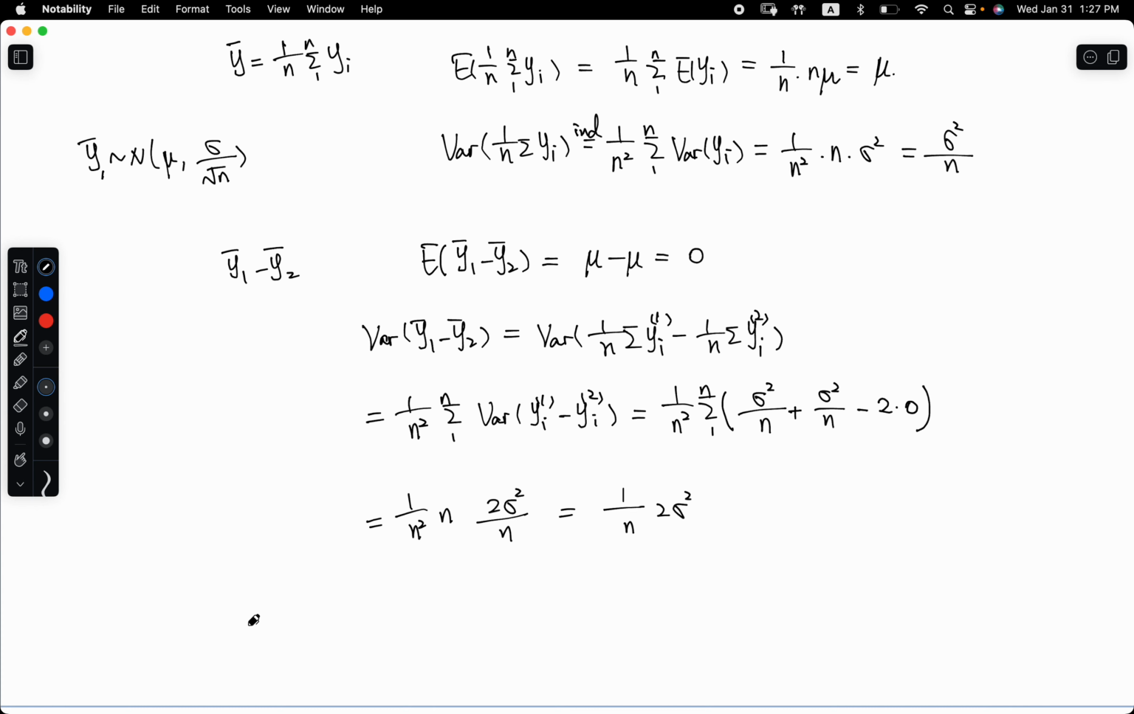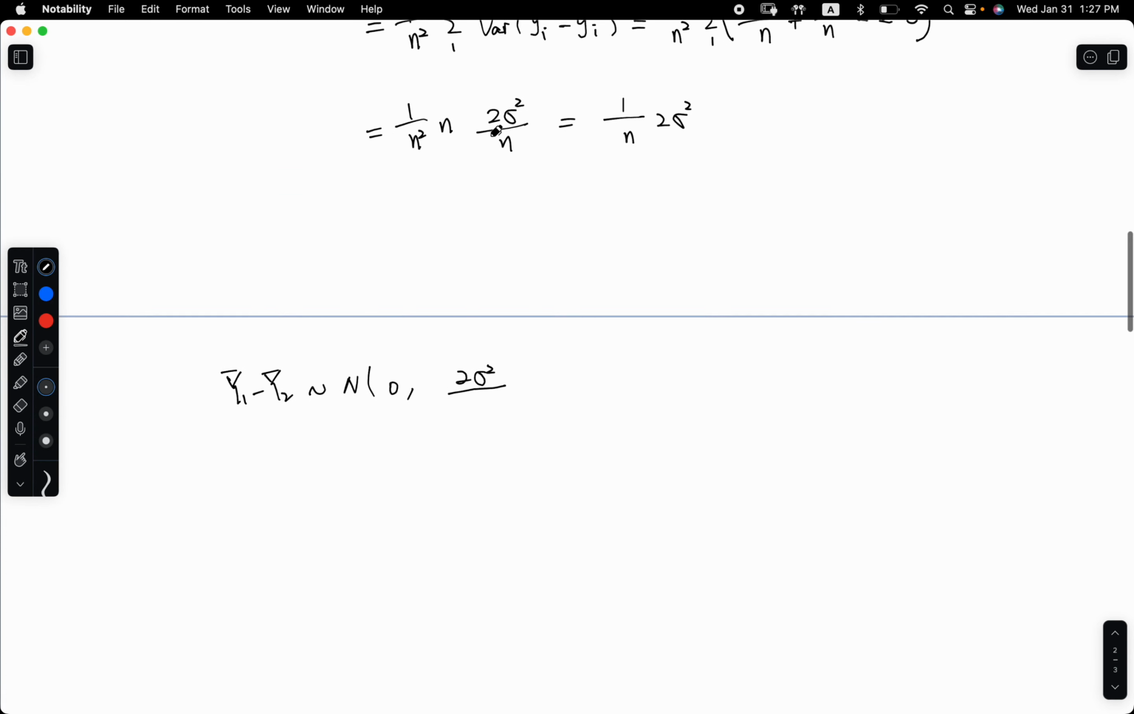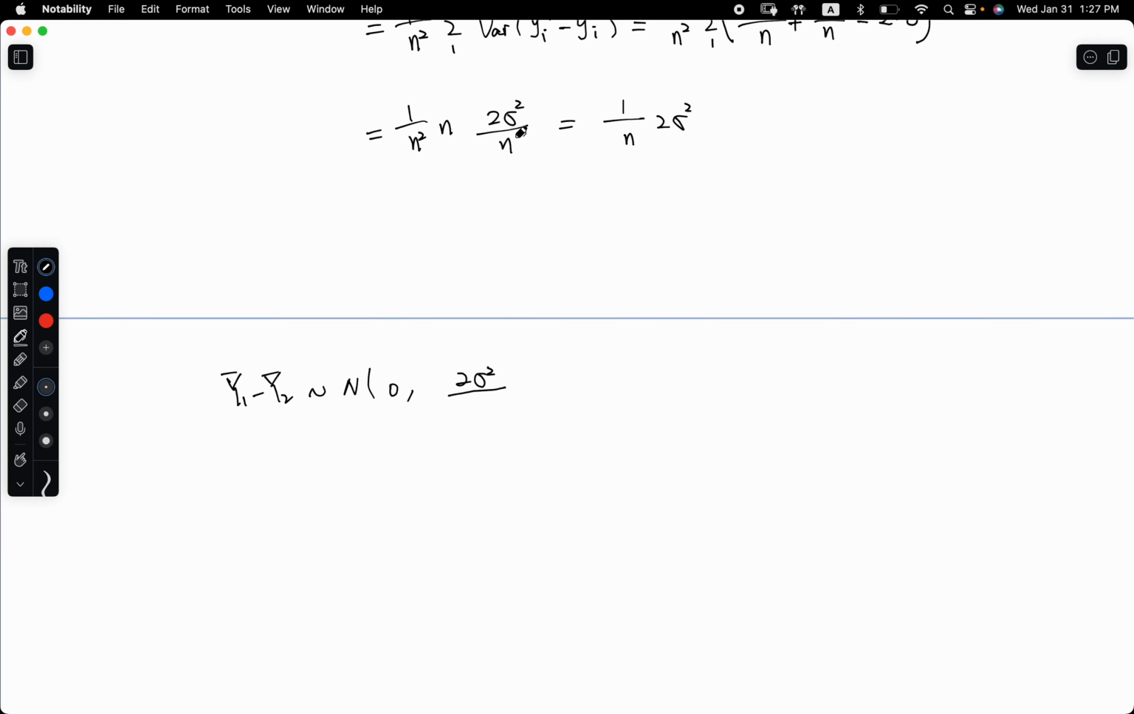Okay, so now we can maybe comment here that y1 bar minus y2 bar has a normal distribution with mean 0 and variance 2 sigma square over, let me double check, this is a square, n square, and then altogether square root. This is the standard deviation here.